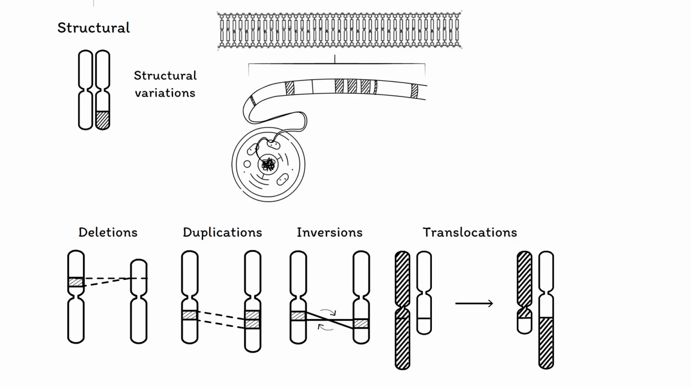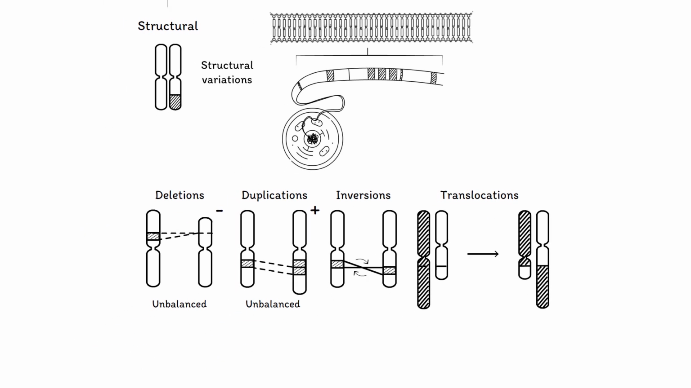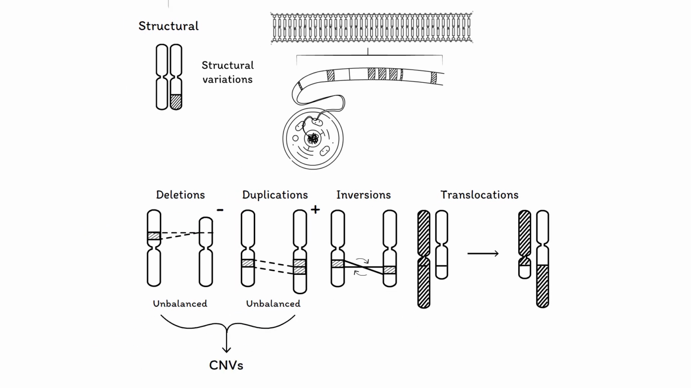Structural variants can be categorized as unbalanced or balanced. Deletions and duplications are always unbalanced, as there is a net loss or gain in genetic material. They are also referred to as copy number variations, or CNVs, and may be present anywhere from 0 to more than a dozen copies in a genome. Inversions are always balanced, as there is no change in the amount of DNA.